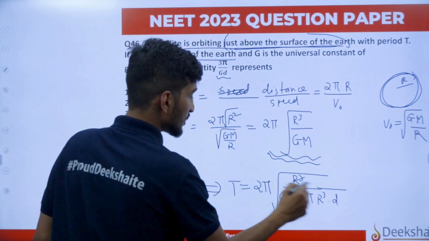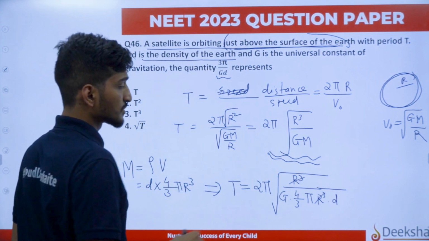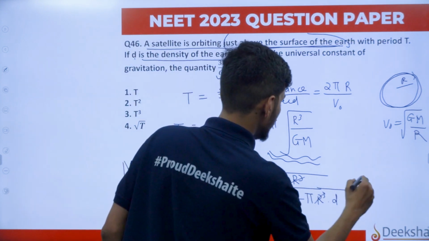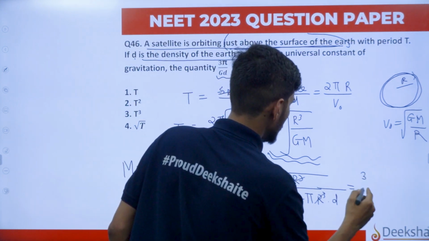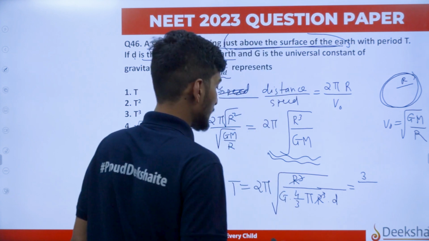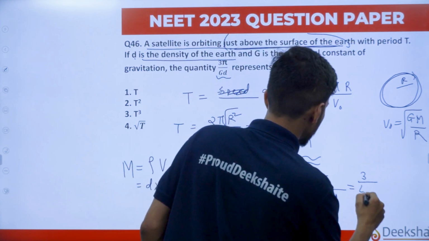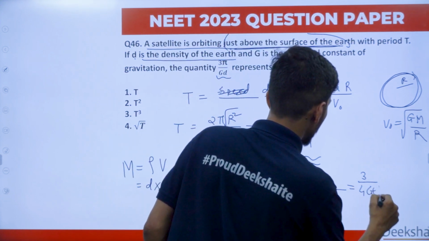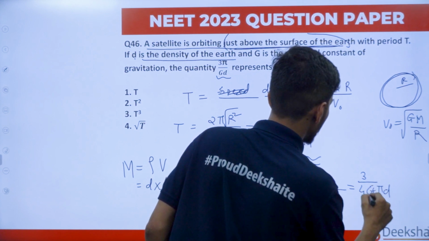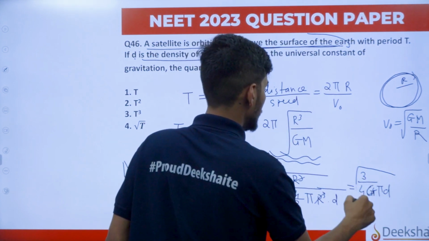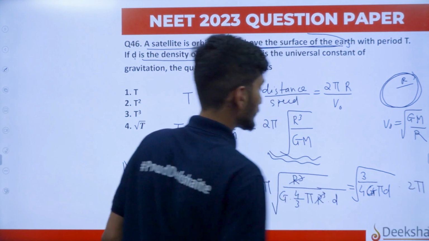Okay. R cube cancels out, and what I'm left with is 3 by 4 g pi d under root into 2 pi.